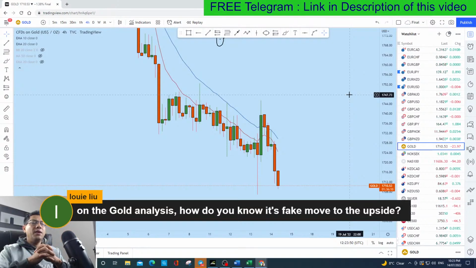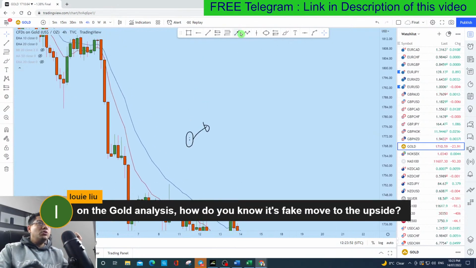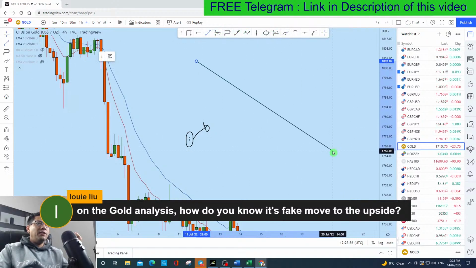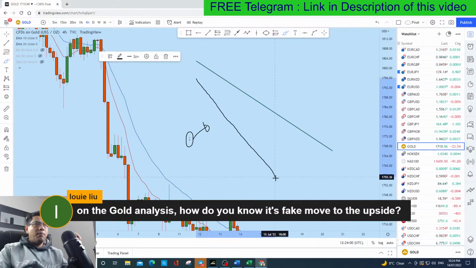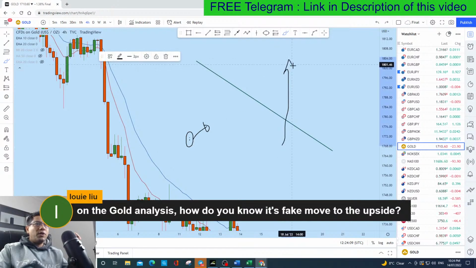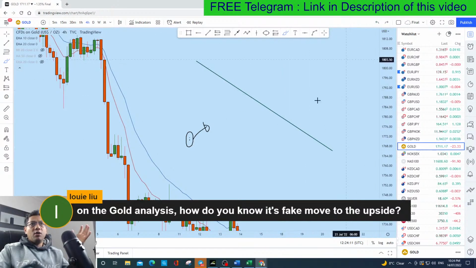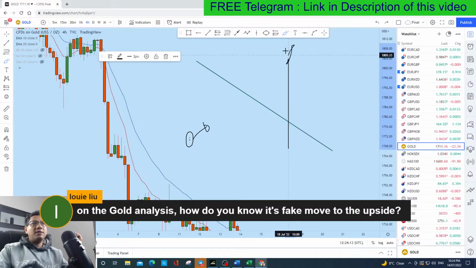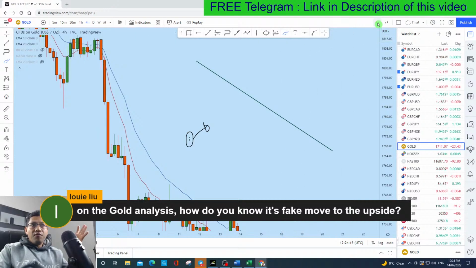The first symptom is when you see, let's say a market is trending down, and suddenly vertically it broke the trend line in the opposite direction of the trend without any reversal pattern, with a big candle. That's a sign of a fake move.